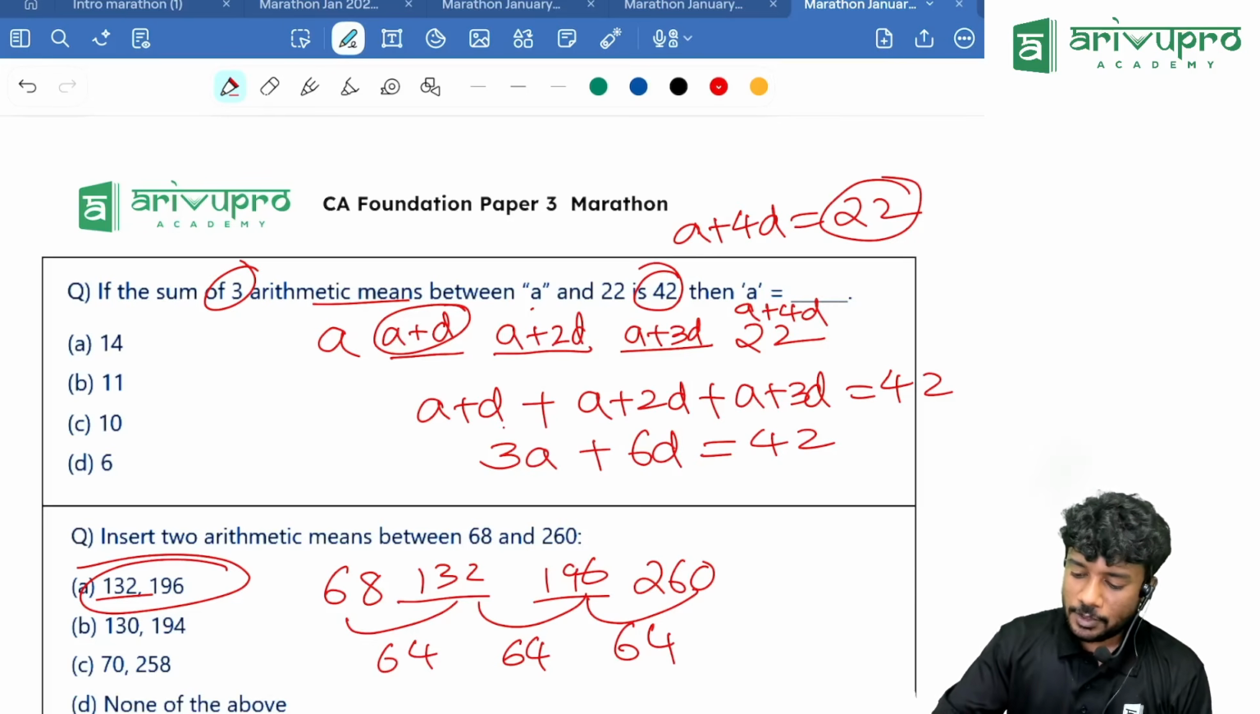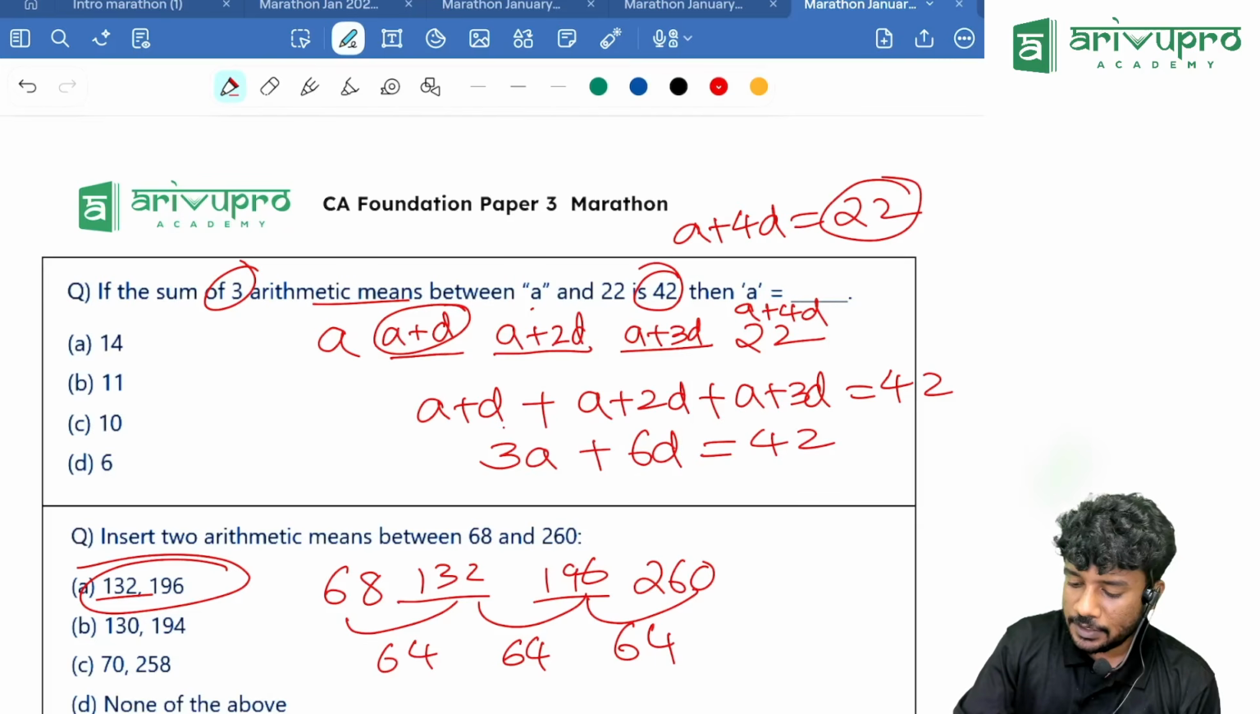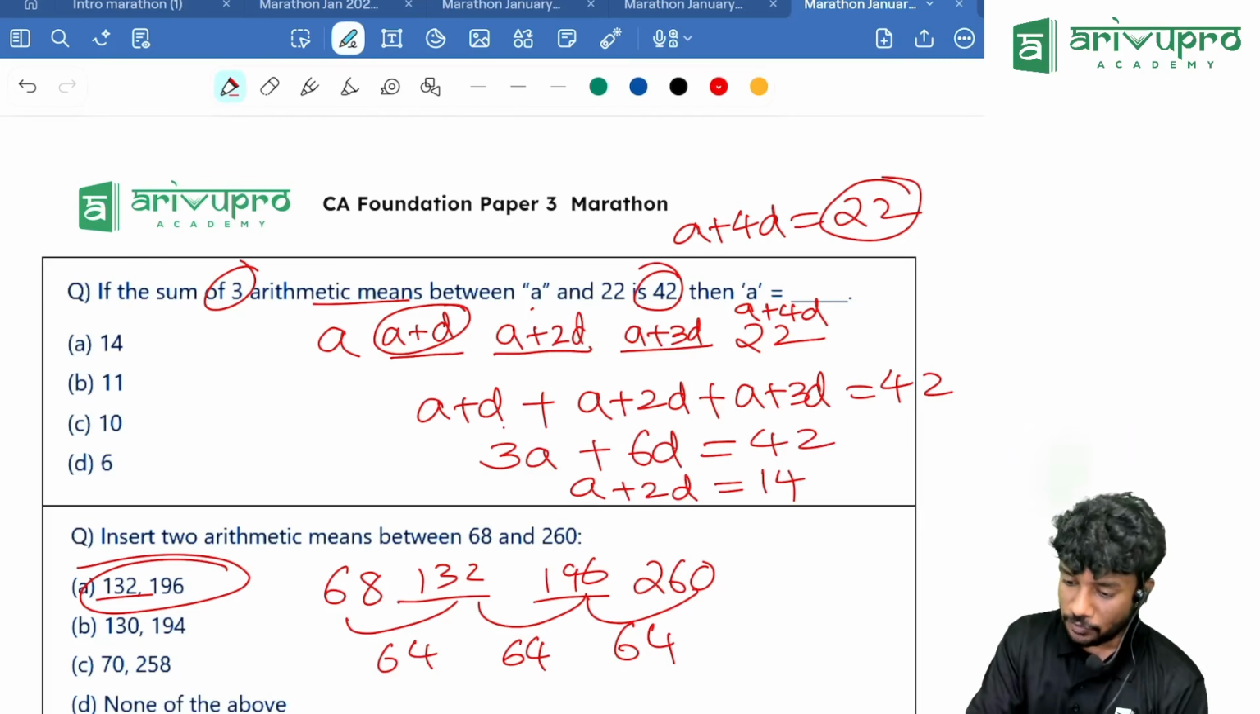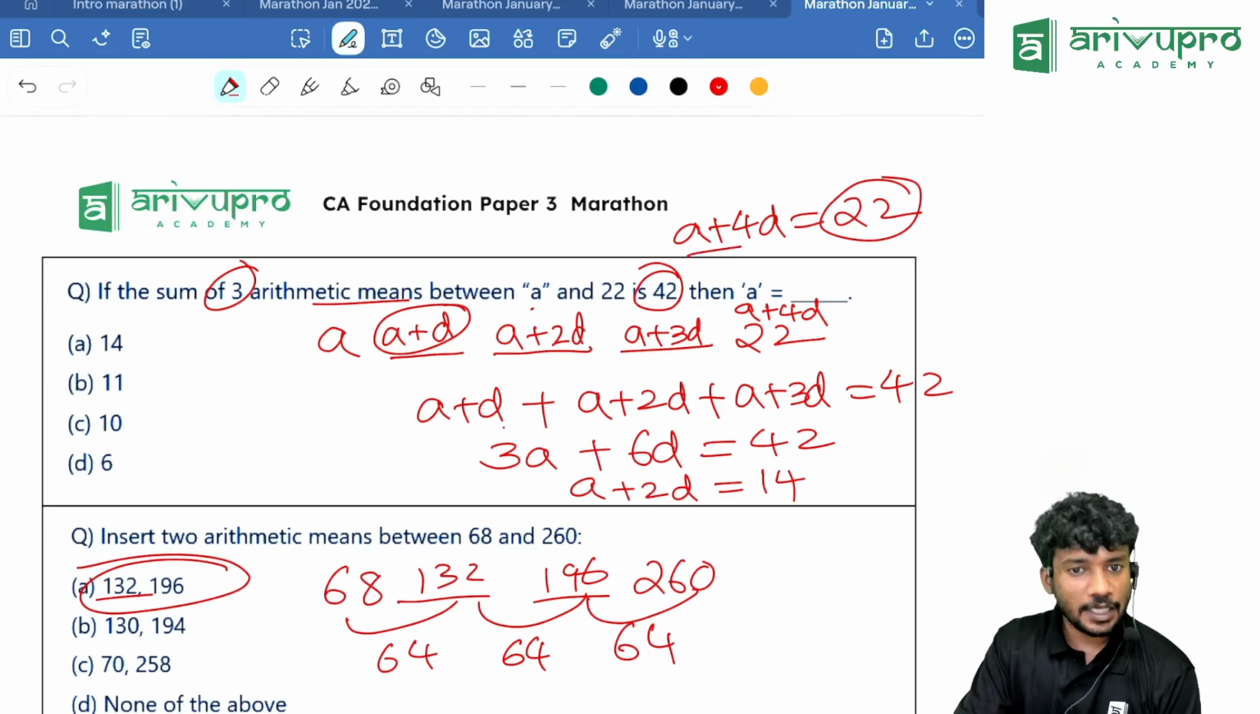If you take 3 common, every term is divided by 3, so A plus 2D is equal to 42 divided by 3, which is 14. A plus 2D is equal to 14. A plus 4D is equal to 22. You need to find the value of A. You can eliminate and find the value of A very easily.